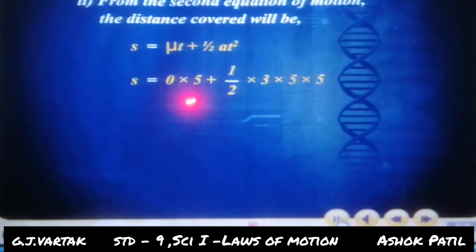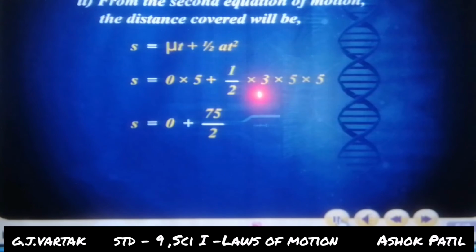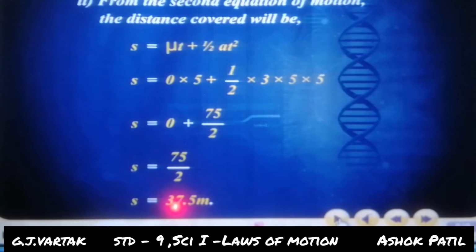Look at the board, look at the screen of your mobile. This is the 0. The multiplication of these numerators is 75 upon 2. 75 upon 2 is equal to 37.5. So s is equal to 37.5 meters.